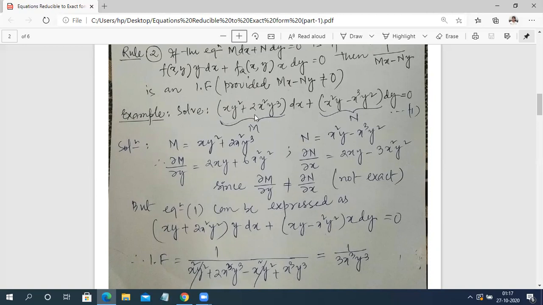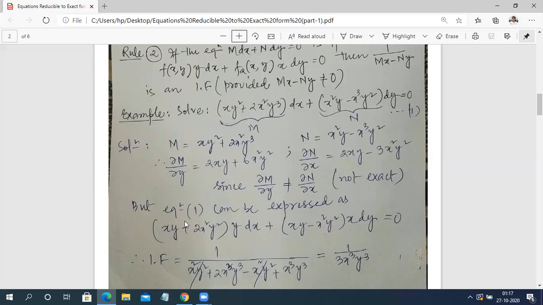First you check whether the given differential equation is homogeneous or not. But we can see easily that this function is not homogeneous. So the first rule is automatically omitted. Now the second rule: you can see we can take y common from this.